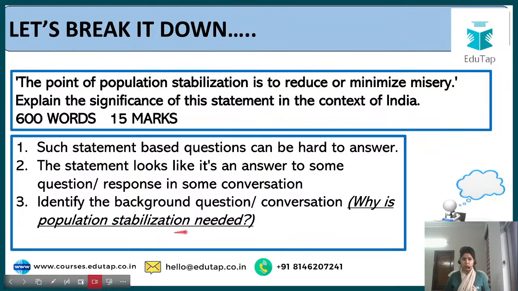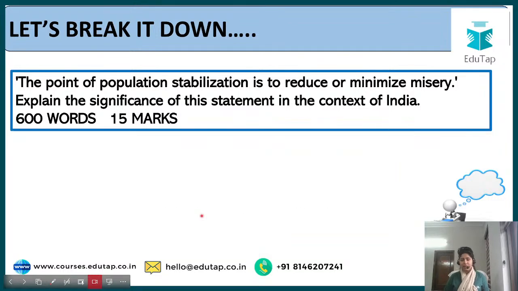You'll have to expand your answer around this particular conversation or this particular question. All right, so when you have to write the answer, what you will be doing is answering this question, which is not directly given here in the question statement, but you have to identify this, and this is very simple to do if you practice some of the questions like these.